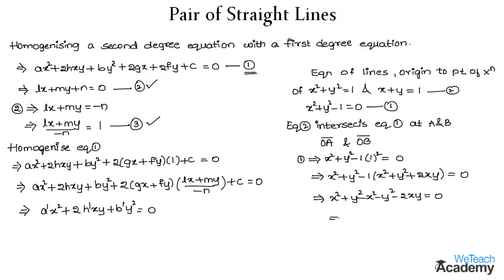By simplifying and cancelling the terms having opposite signs, we get -2xy = 0. That implies we get xy = 0, which is the equation of the lines joining the origin to the point of intersection of the given equations. Hope you understood the concept.